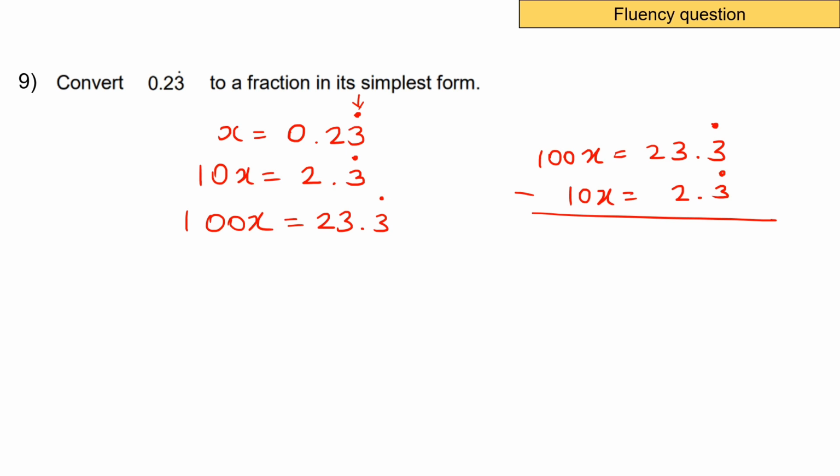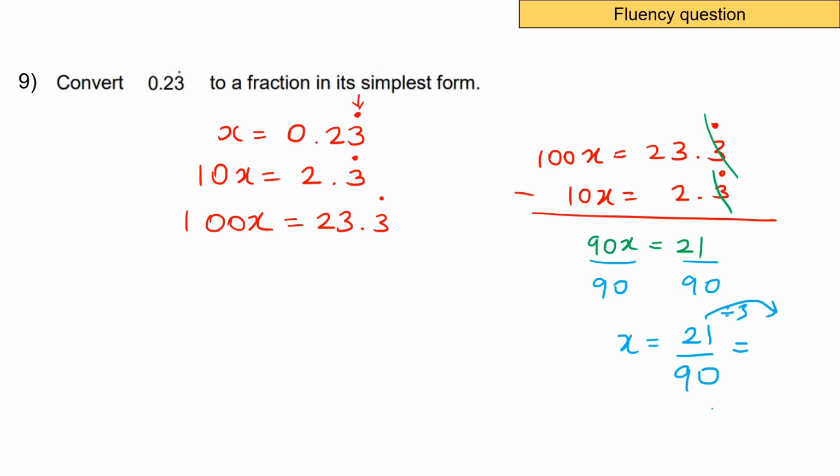If I find the difference between them, I'm going to be able to simplify, because I'll get rid of the recurring decimal sections. That gives me 90x is equal to 21. Divide both sides by 90, because we're solving for x now. It's going to be 21 out of 90. We can divide it by 3, can't we? So if you divide these by 3 to simplify them, it's going to be 7 out of 30, and that's your final answer.